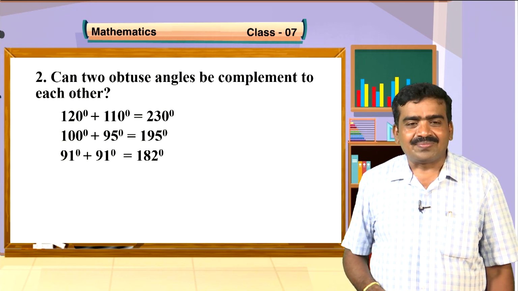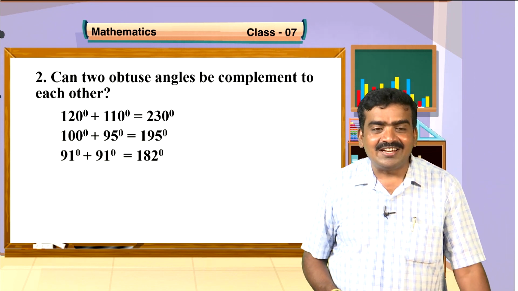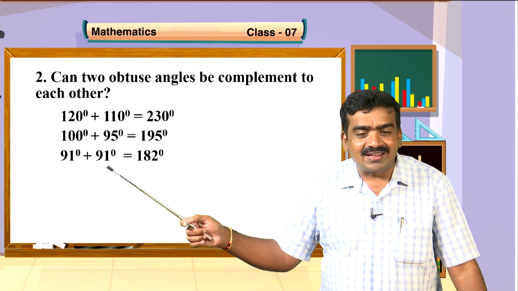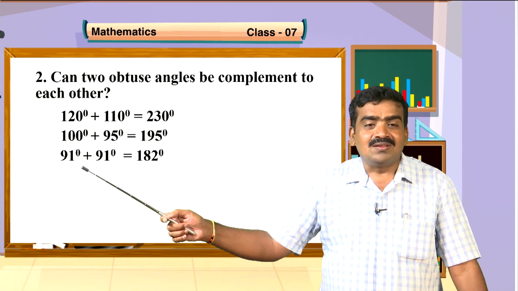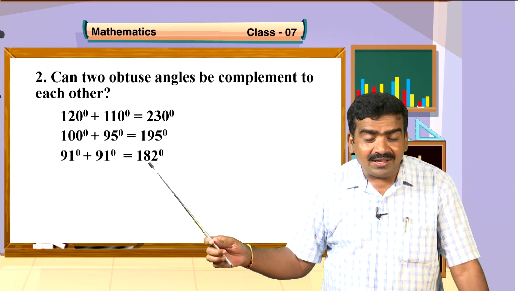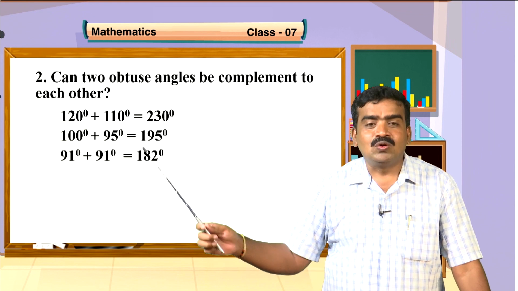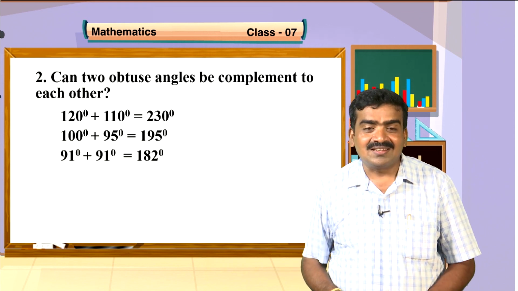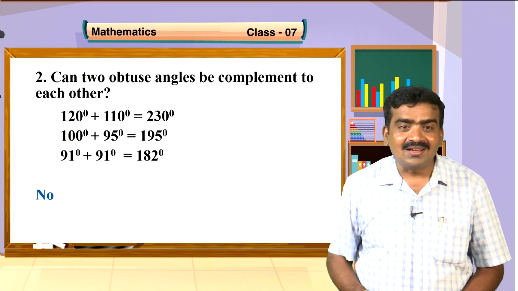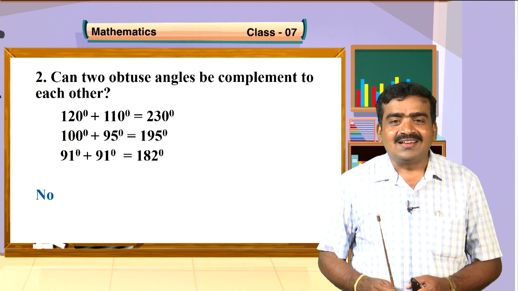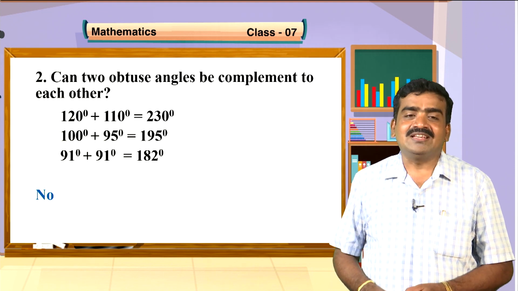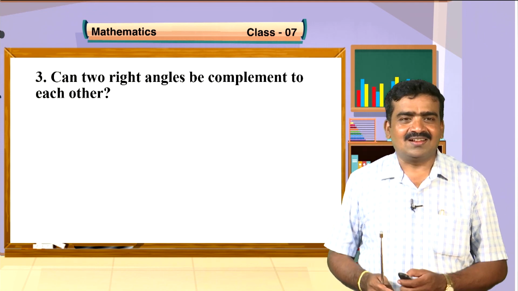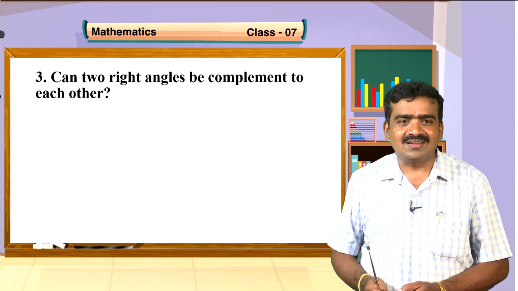You know that 90 degrees is a right angle and 91 degrees is an obtuse angle. So, 91 degrees and 91 degrees are also two obtuse angles, and the sum of both gives 182 degrees. Therefore, two obtuse angles will not be complementary to each other. What is the conclusion we can draw? Two obtuse angles cannot be complementary to each other. Our answer is no.